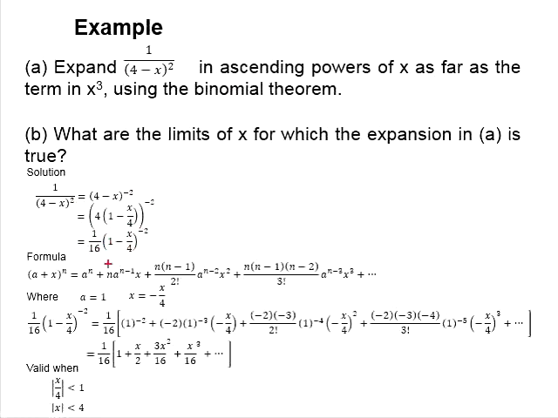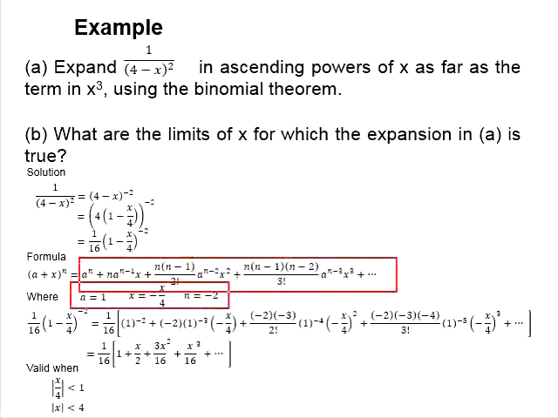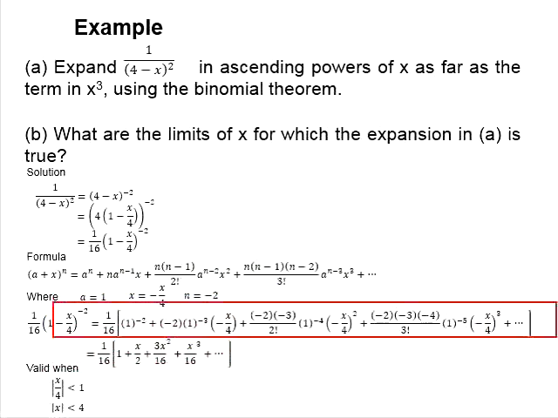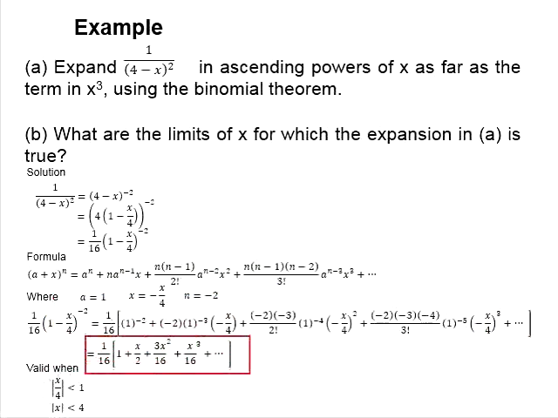Now you have a function where the a is equals to 1, the x is equals to -x per 4, and the n will be equals to -2. As given here. Substitute the relevant value into the formula, you will get this, which after simplifications, you will get this.